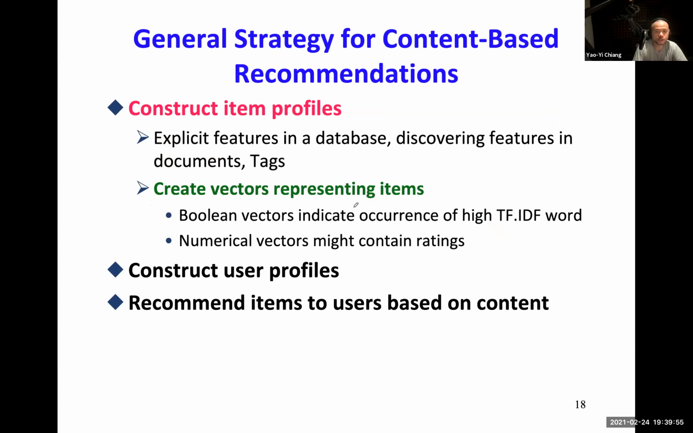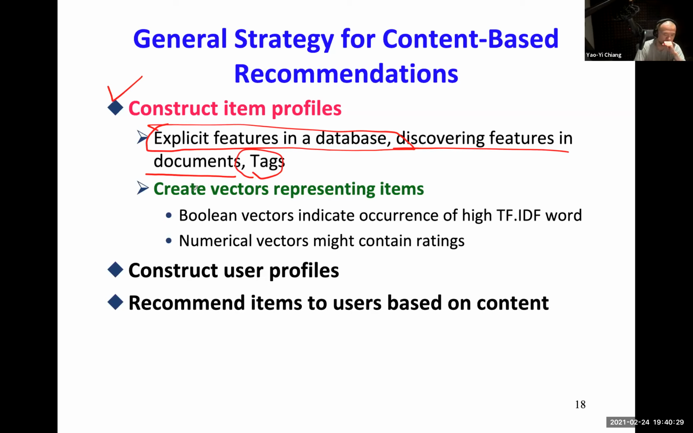So, the general strategy for content-based recommendation systems: we first construct a user profile, like this red and triangle. Sometimes you have explicit features in the database, like tags. But more times, you might not have all these explicit features. You might need to discover features in your items. In this case, it's documents.